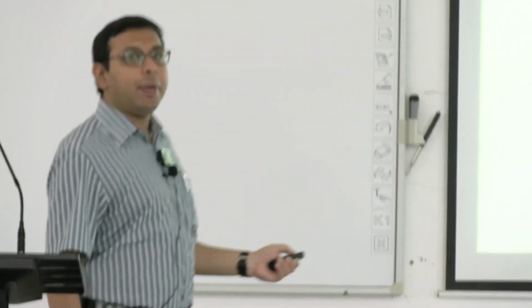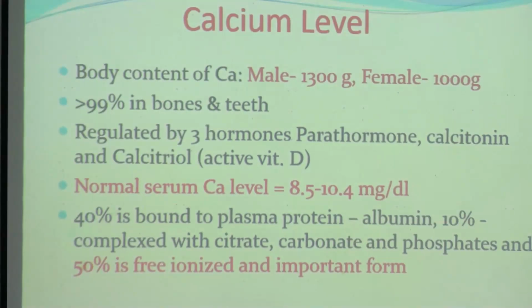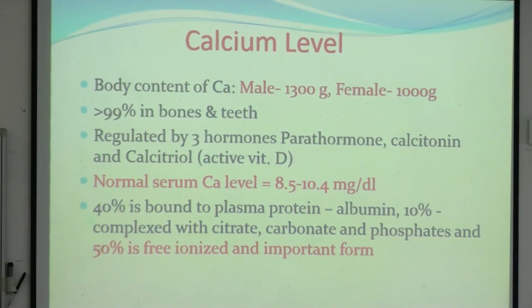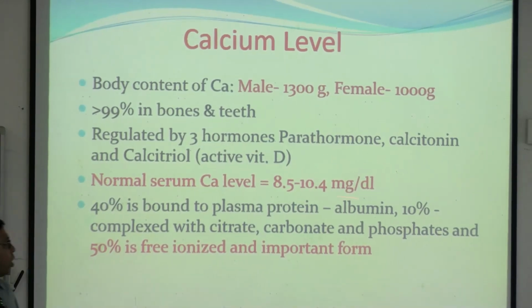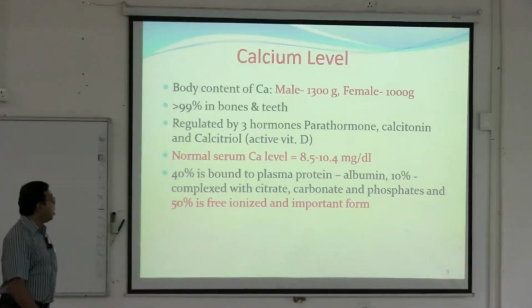Normal serum calcium level is 8.5 to 10.4 milligram per deciliter. So when the calcium is less than 8.5, that is known as hypocalcemia, and when it is greater than 10.4, it is known as hypercalcemia.